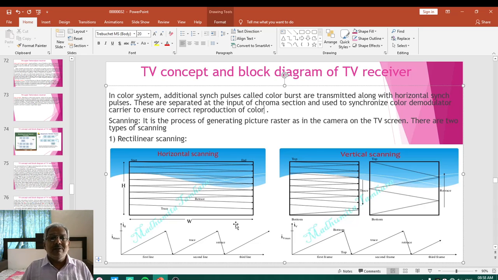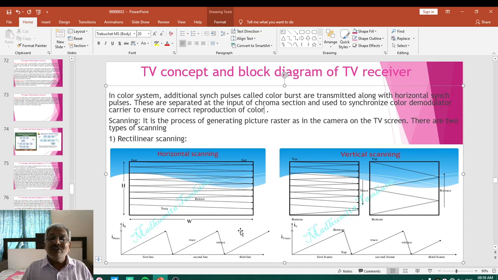Generally, scanning frequency and scanning time periods have some standards. Means within one vertical scanning, 625 lines are scanned. Out of that, 40 lines are lost during the vertical retrace period. Only 585 lines act as the active lines, so as to give you the illusion of the picture. Such 25 vertical frames are scanned in 1 second.